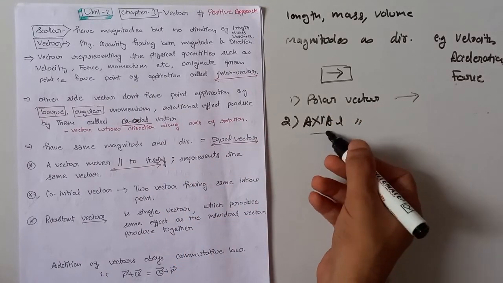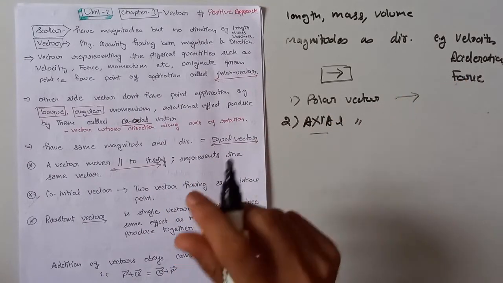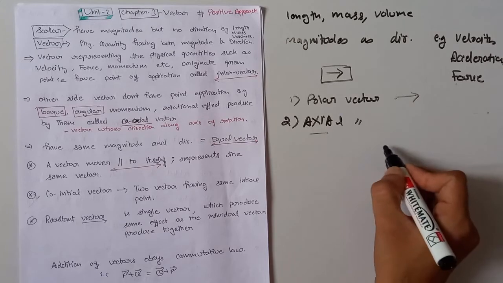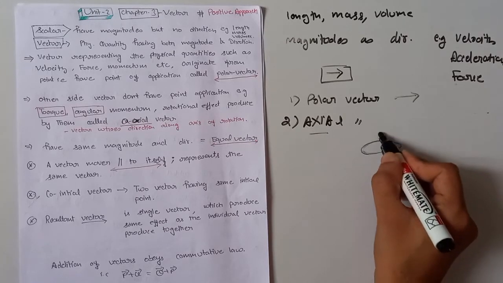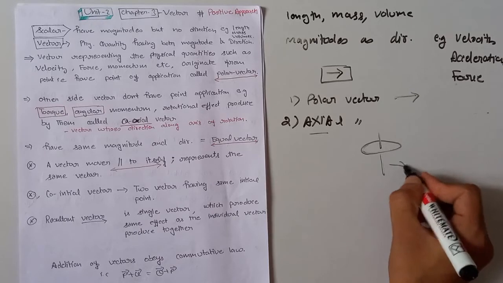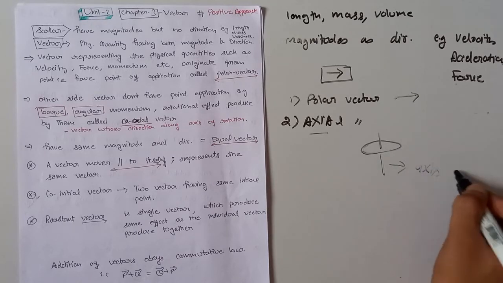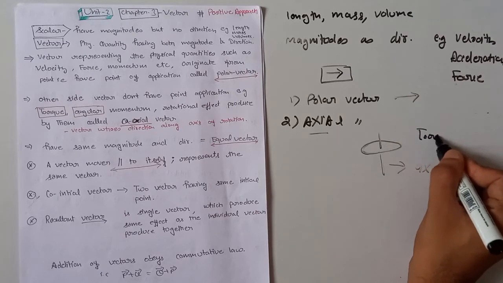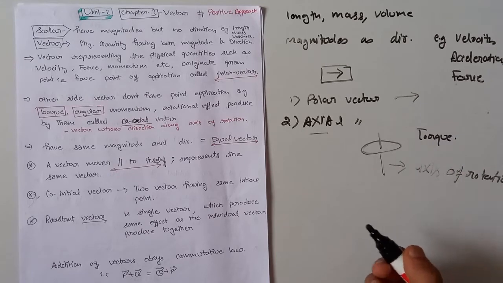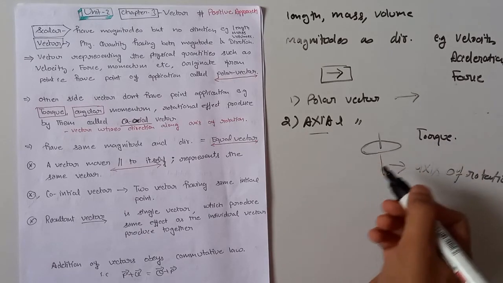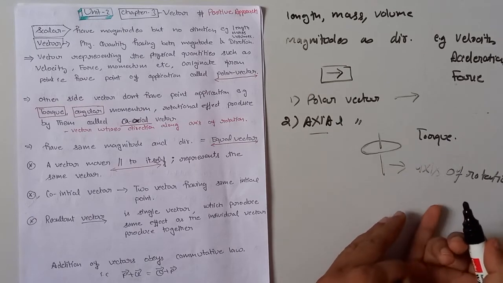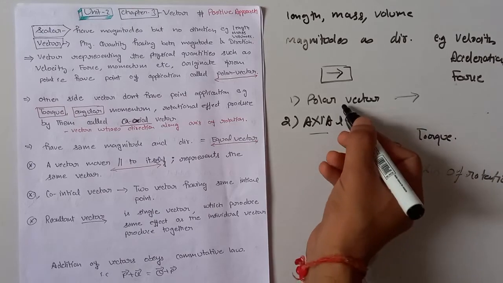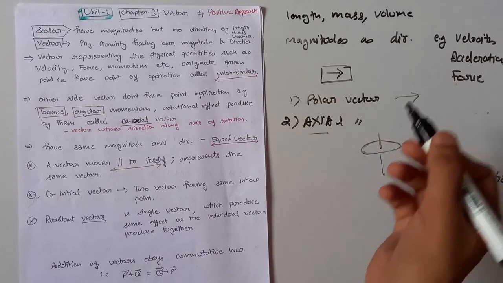And what is an axial vector? Axial vectors are vectors which do not have a point of application. For example, this is a circular plane, and this vector arises due to its axis of rotation. For example, torque, angular momentum. These axial vectors produce a rotational effect. This is all about polar vector and axial vector. I hope these points are clear to you.